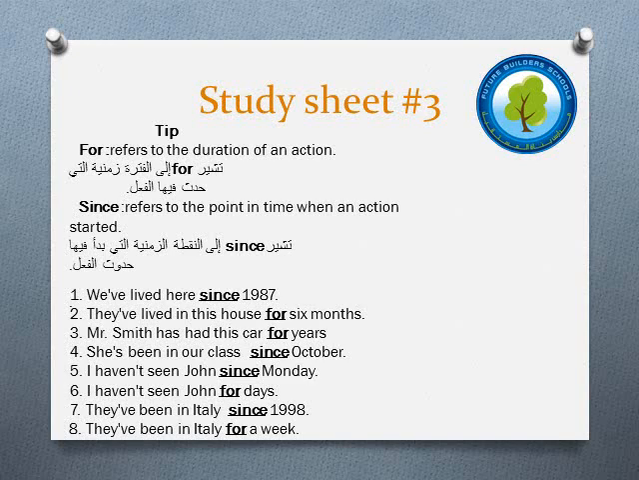So, they've been in Italy. Also look at number 8 and number 7. Number 7, they've been in Italy since 1998. هم في إيطاليا منذ سنة 1998. But they've been in Italy for a week. لمدة أسبوع. See the difference. The duration مدة أسبوع. The point when the action started, 1998.